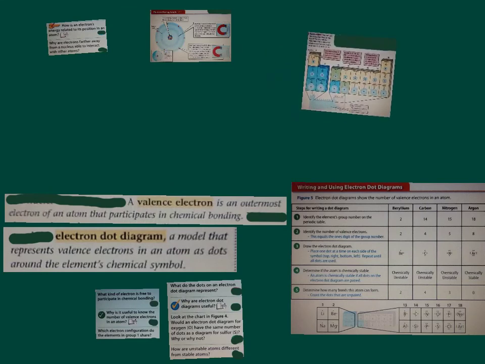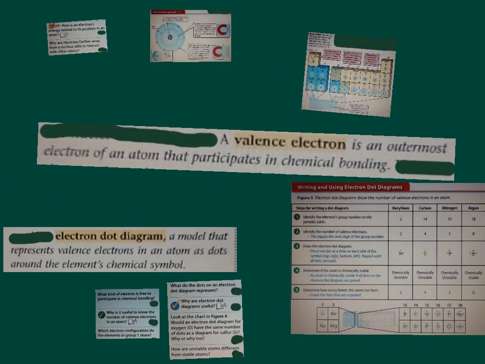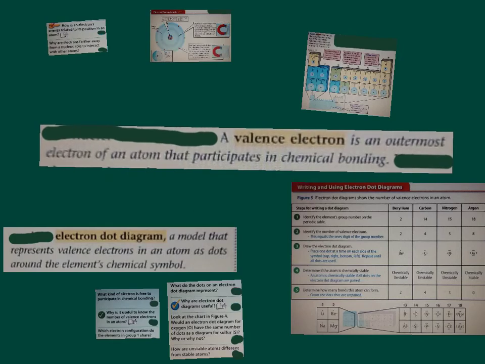All right, valence electrons was one of our definitions, so let's go ahead and write that definition in your science journal, please. A valence electron is an outermost electron of an atom that participates in chemical bonding. So it's the electrons that are in the outside energy level. You can go ahead and pause that if you would like and write that down.